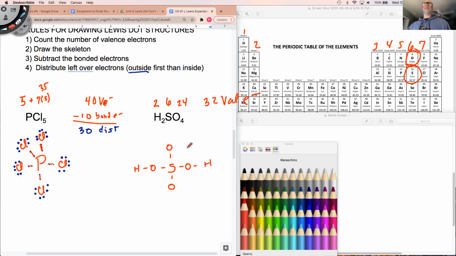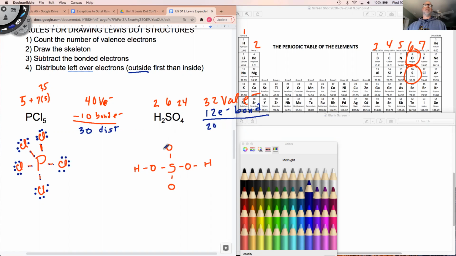So how many bonds do we have total? How many electrons do we have total to use? We have 32 electrons to use. How many electrons have we already used up in the bonding? Good, we've used up 12 electrons. So 12 electrons have already been used up in the bonds, which leaves us how many electrons to distribute? How many? 20. Now, always distribute to the outside first. Well, hydrogen already has 2, so we don't distribute any to the hydrogen.